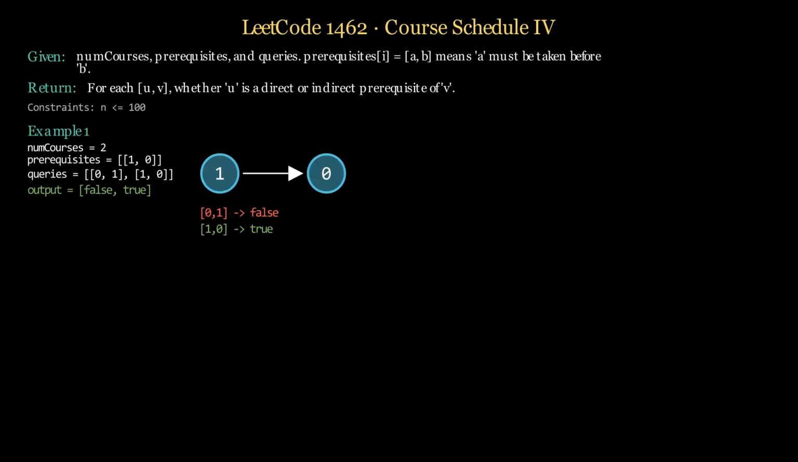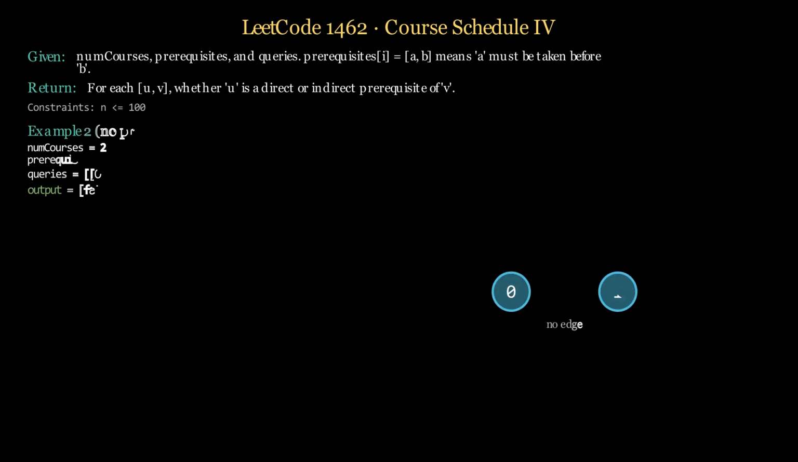Example 1. Pair 1, 0 means 1 is a prerequisite of 0. So query 0 to 1 is false, and query 1 to 0 is true. Example 2. With no prerequisite edges, neither course depends on the other, so both queries are false.